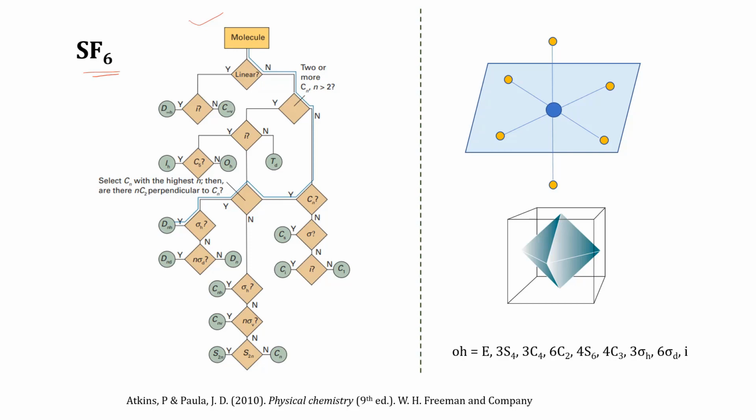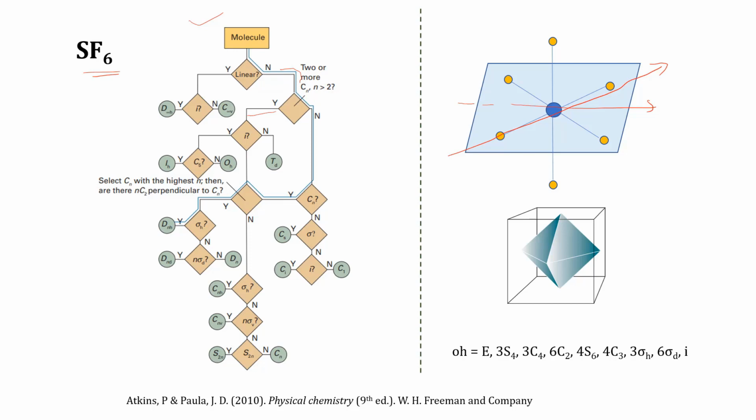Let's check the chart. The first question is whether the molecule is linear or not. Obviously, the molecule here is non-linear. So we move on to this path, and the next question is whether it has 2 or more Cn axes of rotation. As we can see, the molecule has a C2 axis of rotation as well as a C4 axis of rotation. So it is clear that the molecule has more than one Cn axis of rotation. We'll move on to this part and we end up at the next question.